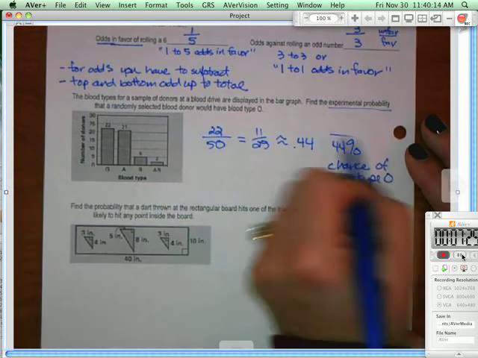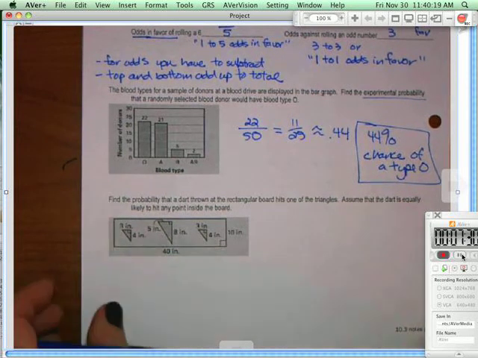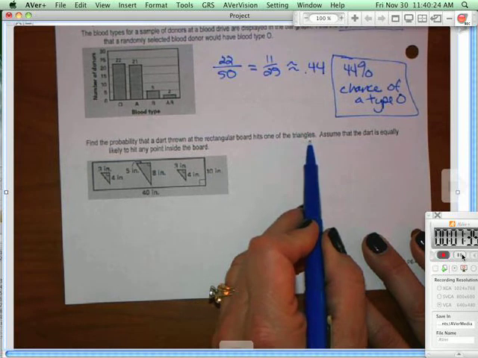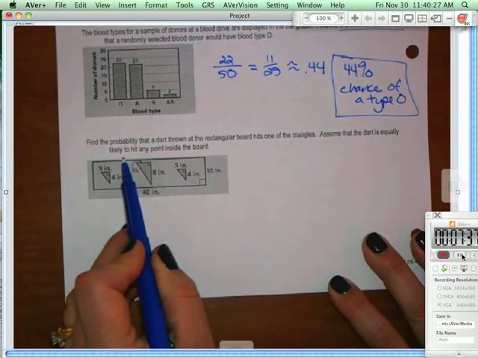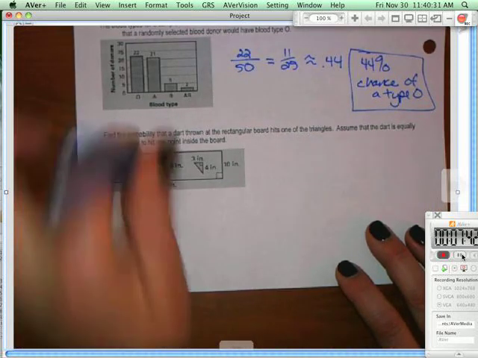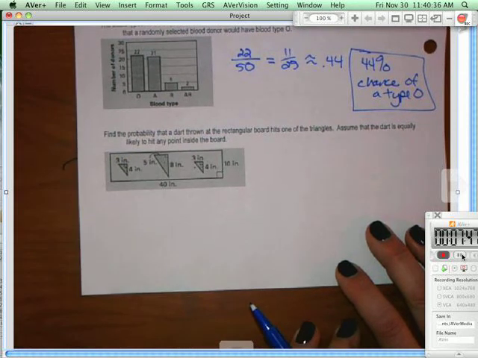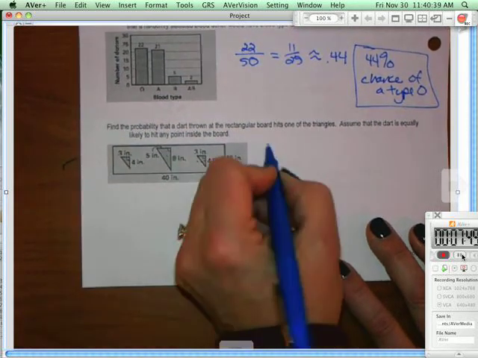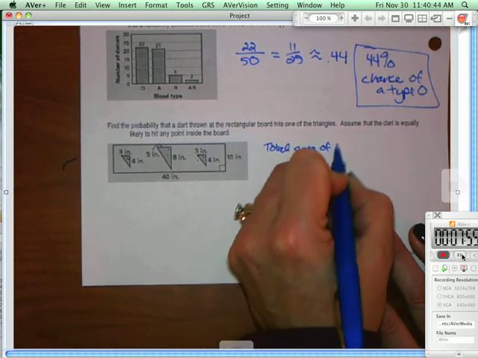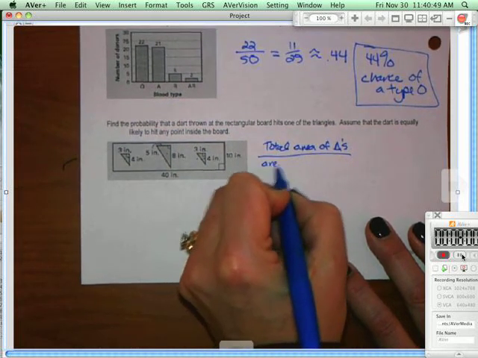All right, easy enough. All right, the last thing we have to do is geometric probability. Find the probability that a dart thrown at the rectangular board hits one of the triangles. Assume that the dart is equally likely to hit any point inside the board. So say we throw a dart here, and we want it to hit inside one of the triangles. So we're going to find the geometric probability of that. So what you do is you take the total area of the triangles, and you divide it by the area of the whole rectangle.